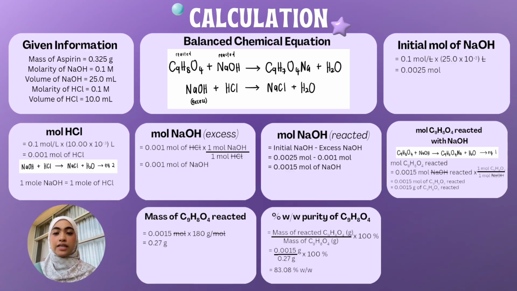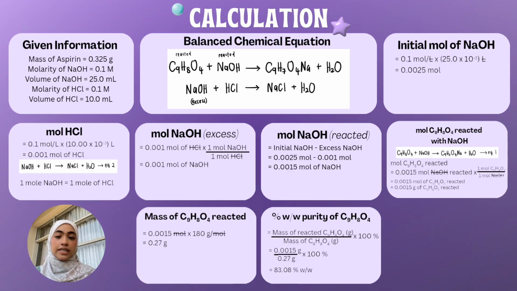By that, we could calculate the mole of aspirin or acetylsalicylic acid that reacted with sodium hydroxide. In this calculation, we compare with equation 1, and we got 0.0015 mole of aspirin reacted. After that, we could calculate the mass of aspirin reacted by multiplying the mole we got earlier with the molar mass. And then we got 0.27 gram.